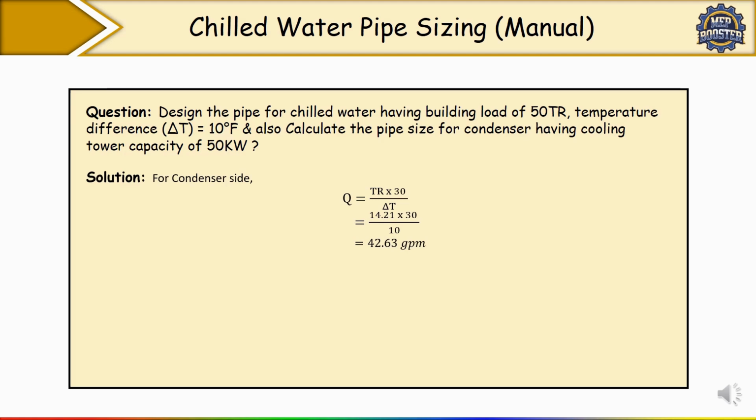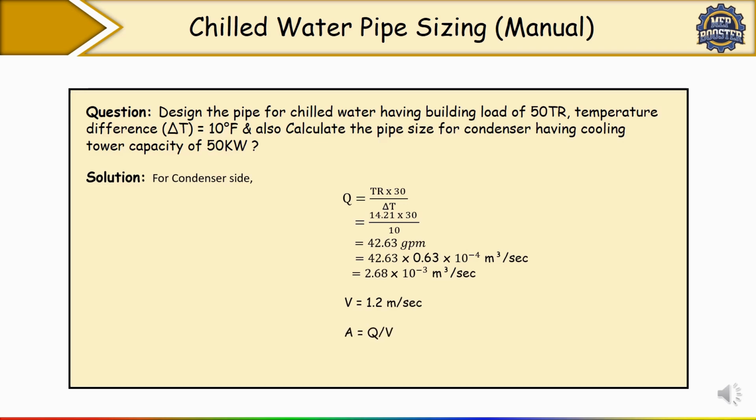GPM. But we have to convert this flow into meter cube per second. So we know the conversion factor: 1 GPM is equal to 0.63 into 10 to the power minus 4 meter cube per second. Finally here we have got the flow value 2.68 into 10 to the power minus 3 meter cube per second. And the velocity which we have to maintain in the chilled water pipe is 4 FPS, which means 1.2 meter per second. But remember, I have shown you that you have to select the velocity within that range only. So better is to select the 4 FPS velocity.